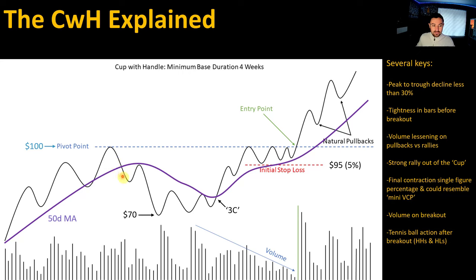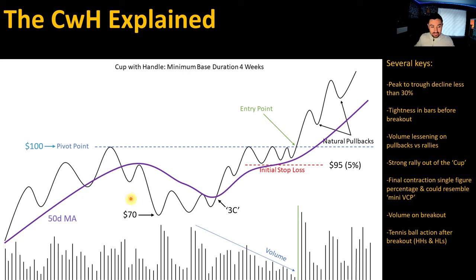Price then loses the 50 day, rallies into it, puts in a lower high, falls down, but then do you see in this region in here, well, we now have a mini VCP. So we actually have a VCP form at the low of the cup, and then we have a VCP form in the handle as well. So it's quite common that you'll see these little VCPs where volatility basically contracts. Remember, it's a pattern in and of itself, but it's a characteristic of other patterns as well.